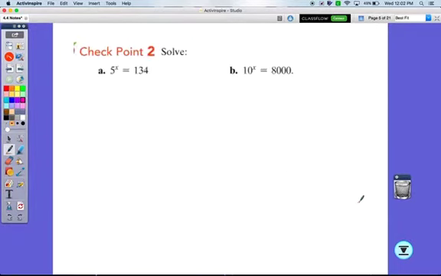All right, your answer for this one is going to be the natural log of 134 over the natural log of 5. And then for b, we're going to have the log of 8,000.